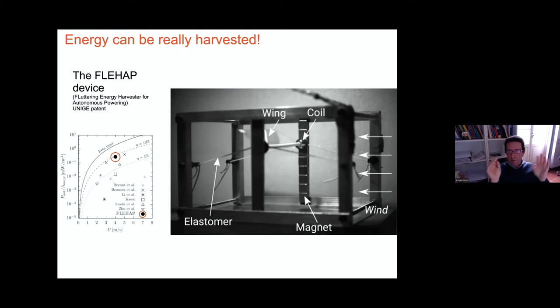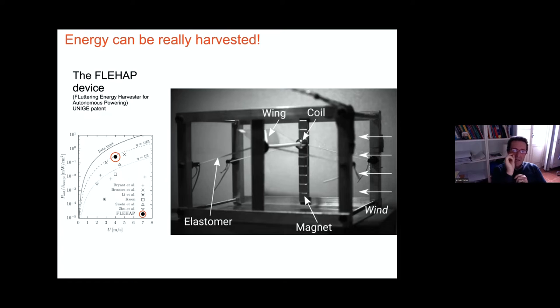Just for the sake of curiosity, this is not essential for the present talk. This idea also works to extract energy. As I mentioned, in the field of energy harvesting, you want to trigger this kind of instability to extract energy from the ambient. This is a small device, there is a patent from my university, which can extract energy. Of course, the amount of energy you can extract from a device like that is very small. We are speaking of milliwatts for a device of size 10 centimeters, and the wind is of the order of a meter per second.